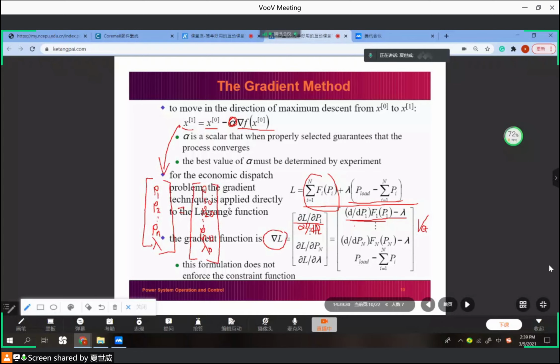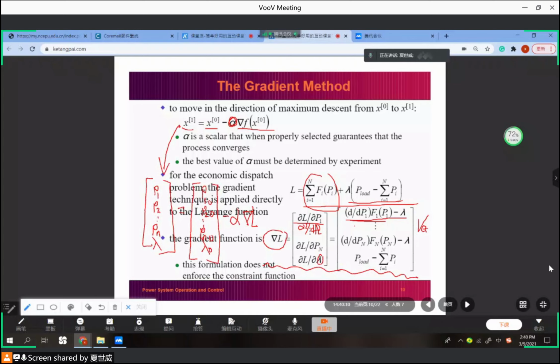This is just the initial value minus alpha multiplied by delta L. What's the delta L? Delta L is this. So that means you just update P1, P2, Pn and lambda by this: the initial value minus alpha multiplied by this. How to calculate delta L is just this. For derivative 1 is this expression. This is for derivative n. This is for the first order derivative of lambda: just the total generation equals total load.